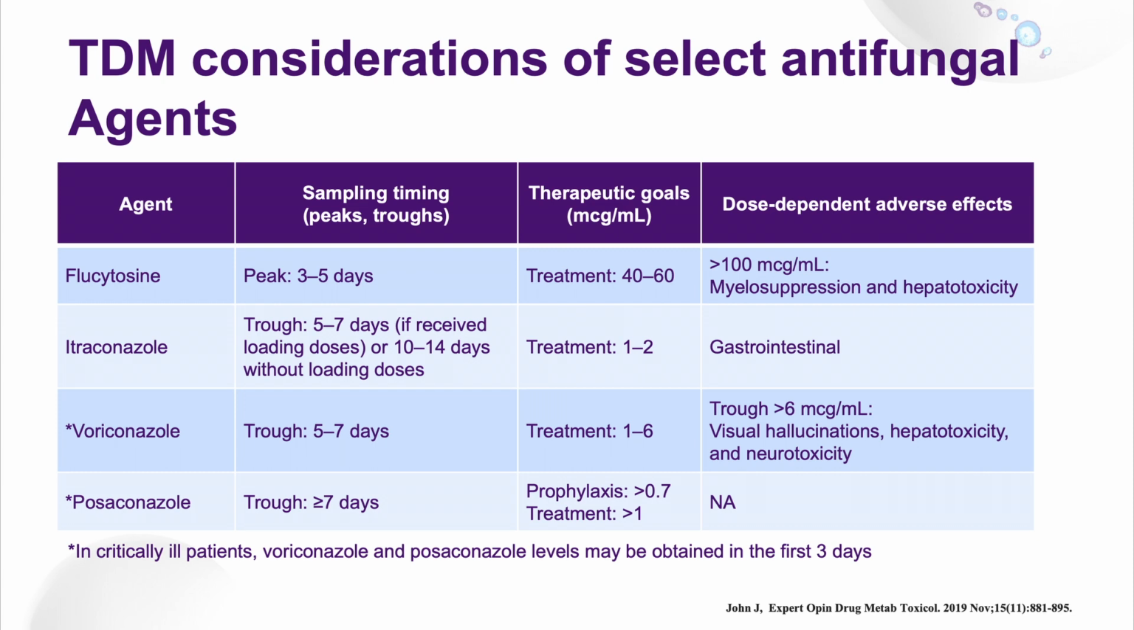For voriconazole, we generally go for a trough level after 5 to 7 days of exposure, and the therapeutic level is between 1.5 to 4.5. If it is more than 5, you should be very careful because it will end up with CNS toxicities, hepatotoxicities, and neurotoxicities. The posaconazole suspension will take 7 days to achieve steady state level, so we generally do it after 7 days, but for tablet versions, you may do it earlier. The target is keeping more than 0.7 for prophylaxis and more than 1 for treatment of invasive fungal infections.